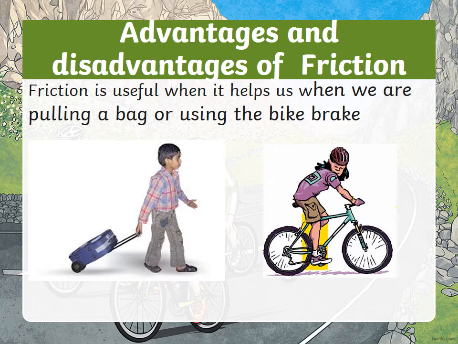Friction is useful when we are pulling a bike or we are using our bike brake. So you're using your bike and you're coming down the hill, you need to press that brake. That is when friction is useful. When you're pulling that bike, particularly a school bike, that is friction. That is the advantage.